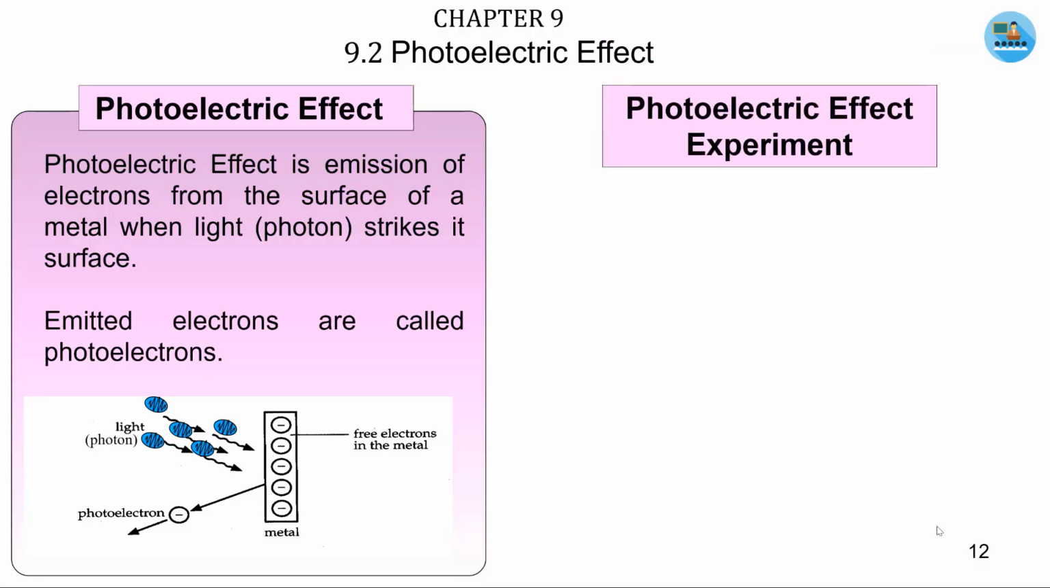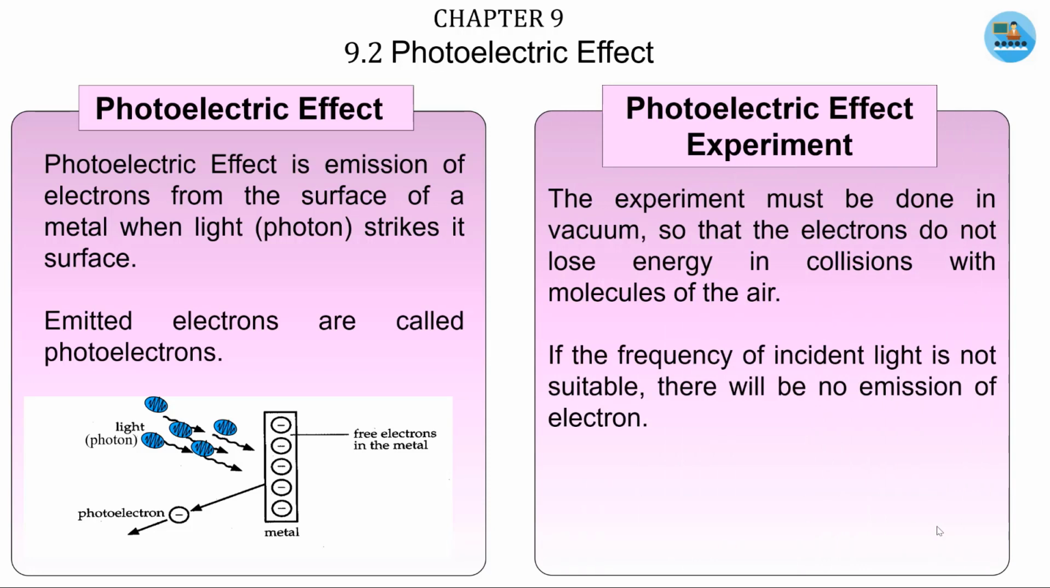In order for us to get the photoelectrons, the photoelectric effect experiment must be held in a vacuum so that the electrons do not lose energy in collisions with the molecules of the air. If the frequency of the incident light is not suitable, there will be no emission of electrons.